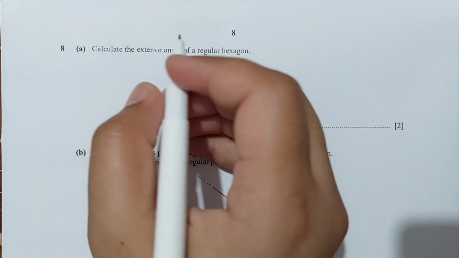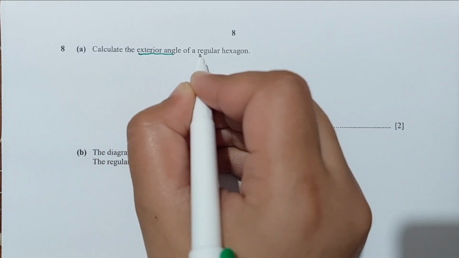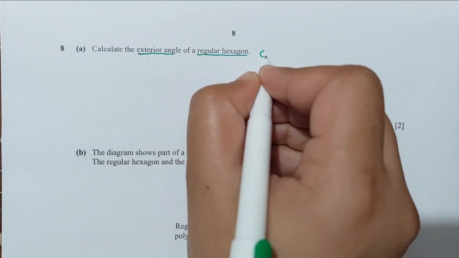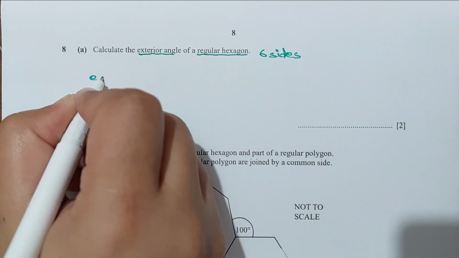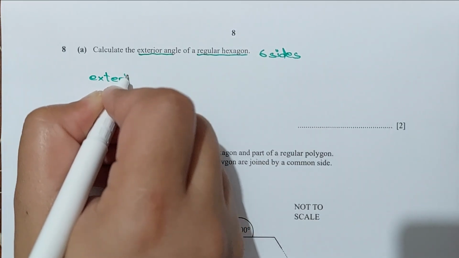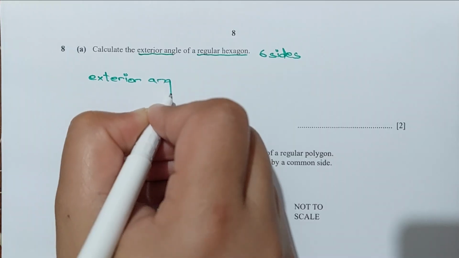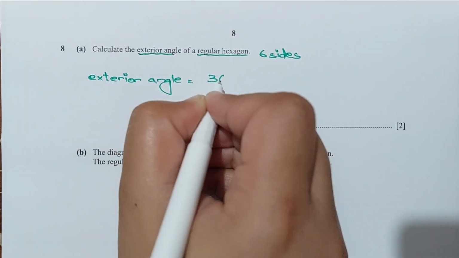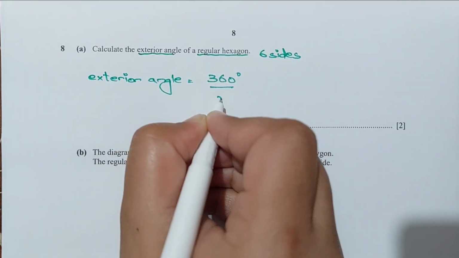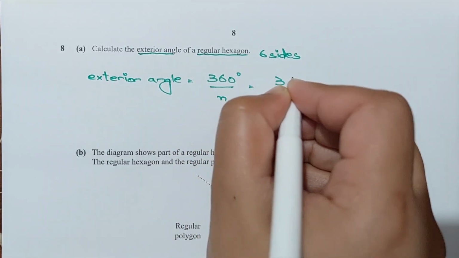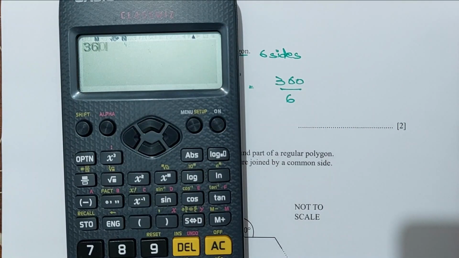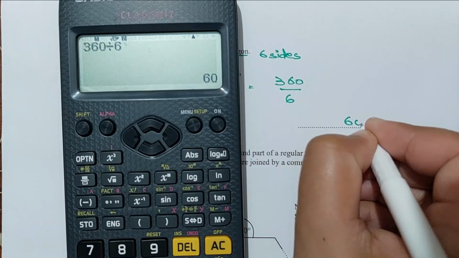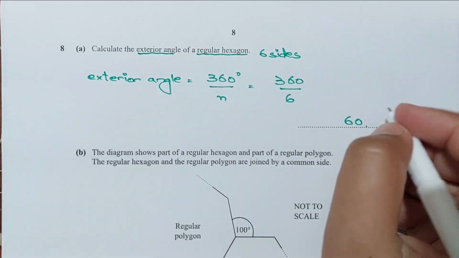Question number 8, part A. Calculate the exterior angle of a regular hexagon. A hexagon has 6 sides. The formula for the exterior angle is 360 degrees divided by the number of sides. 360 divided by 6 is 60. So 60 degrees is the exterior angle of a regular hexagon.